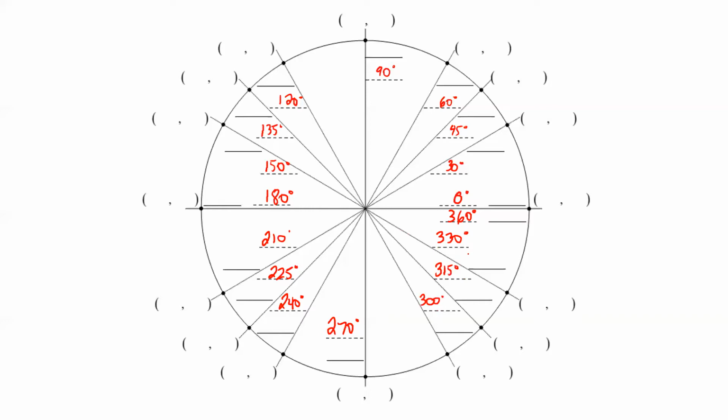The next thing I'd like to do is fill in the radian measures, okay? So radian, of course, just another way of measuring angles. We'll start with the easier ones. We'll say this one right here is 0 radians. Hopefully that makes perfect sense to us.